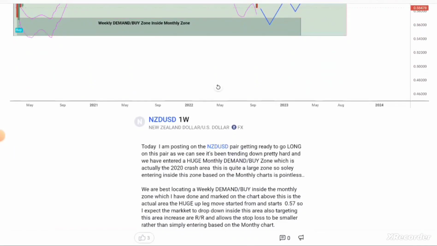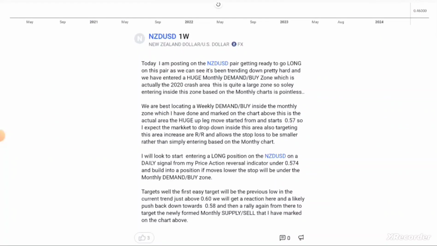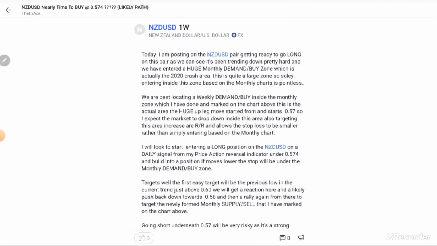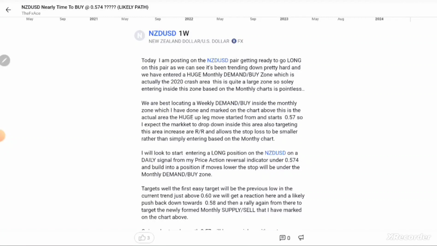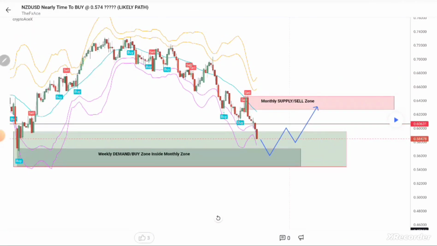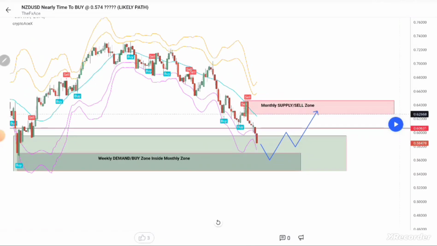So if we look at the charts here, I was looking for a buy signal under 57,400. Oh, sorry, that was going short. We're looking for a buy signal. So we're looking for the indicator to give us a buy signal on a daily signal under 57,400. Let's just hit play, and I'll go over to the charts and explain the setup in a minute.